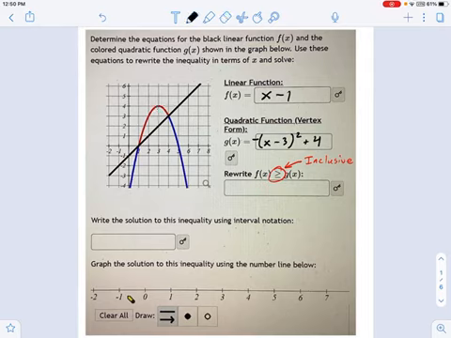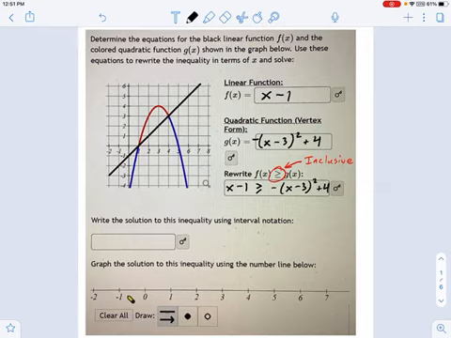And now I want to rewrite these two equations in inequality form. So in other words, x minus 1, that's f of x, greater than or equal to negative x minus 3 squared plus 4. That's it. That's this part. I've rewritten it as an inclusive inequality. And now we have to solve it using interval notation.